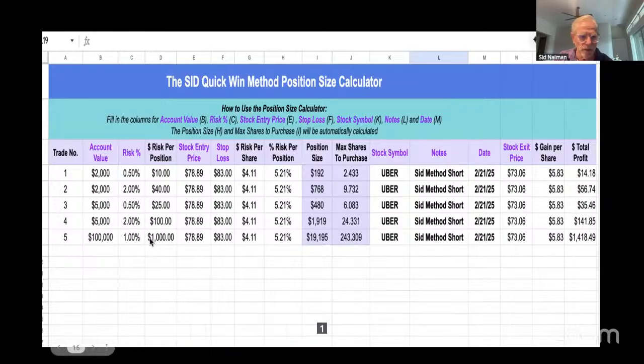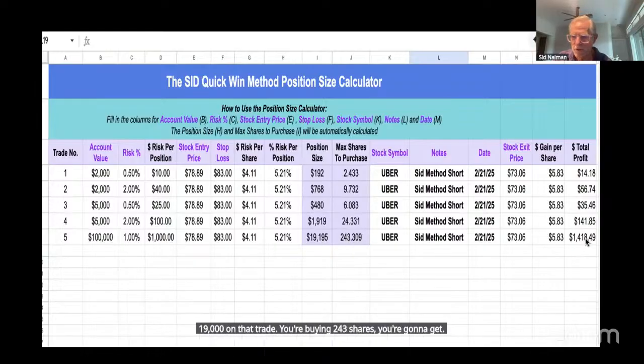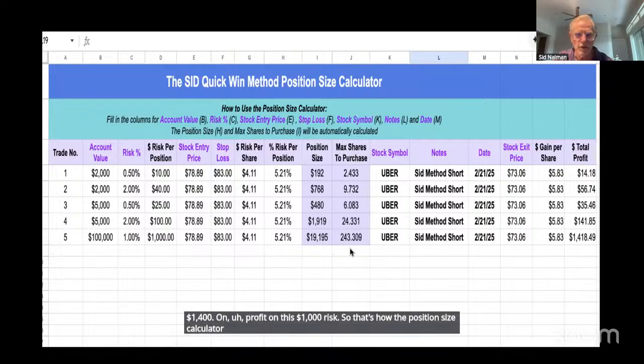1% risk, you're risking $1,000 out of your 100,000. You're spending 19,000 on that trade. You're buying 243 shares. You're going to get $1,400 in profit on this $1,000 risk. So that's how the position size calculator works. Use it. It's going to keep you from blowing out your account. You need it as part of risk management.